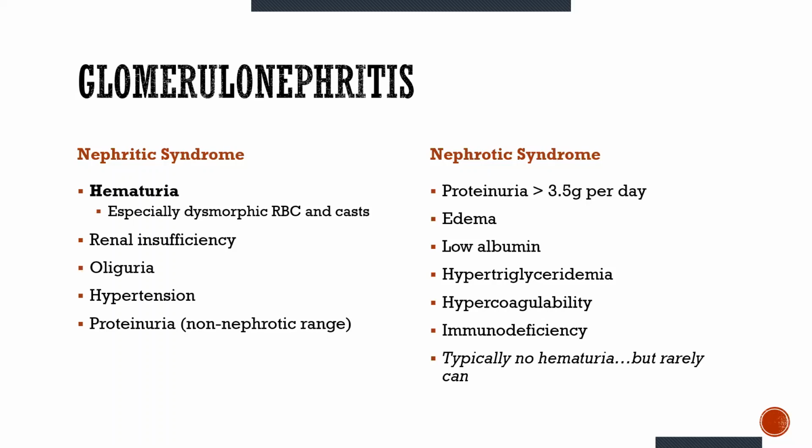So nephrotic syndrome typically has no hematuria, but rarely can, because you're still disrupting the glomerulus, and there still is a chance blood can get through, but it's not a typical component. However, even patients with minimal change disease or diabetic nephropathy can get a bit of blood in there, but it's not a typical finding.